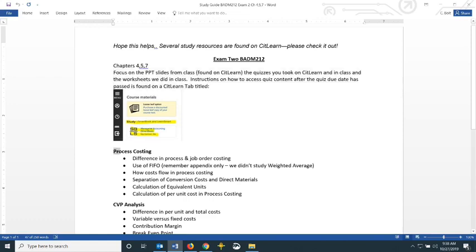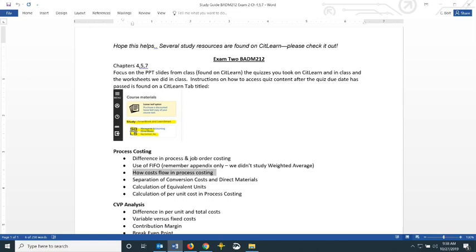So for process costing, we went through this in class the other day. Process costing is different from job order costing. Reminder, we are using FIFO. So go back in and look at the definitions of process versus job order costing. When we talk about costs flowing in process costing, we're talking about the fact that we have direct materials, labor, and overhead that flow into each of the processes or departments. And then each process or department transfers items finished, units finished from that process or department into the next one. So it's a constantly building process.